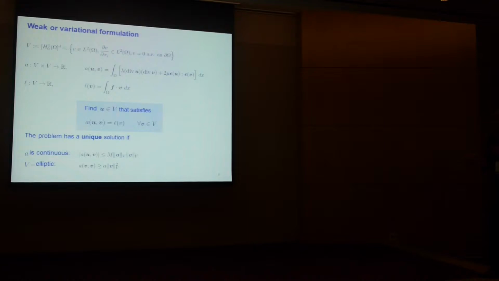So there I have a complete statement of my problem, and using a fairly standard approach, one can show that this problem has a unique solution if the bilinear form A is continuous, meaning that there, where that is the norm of V, and it's also V elliptic, so it satisfies a certain growth condition. Both of these are satisfied in the case of this particular problem because of the properties of these material parameters lambda and mu. So as far as the elasticity problem is concerned, in a sense we have the whole story.